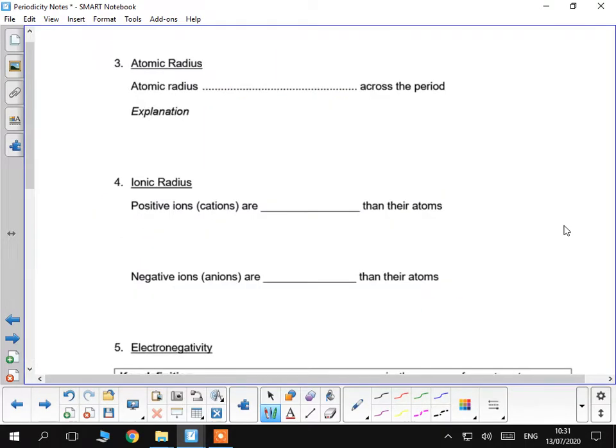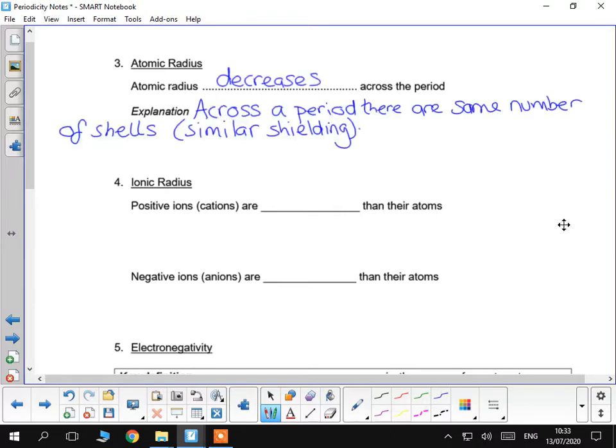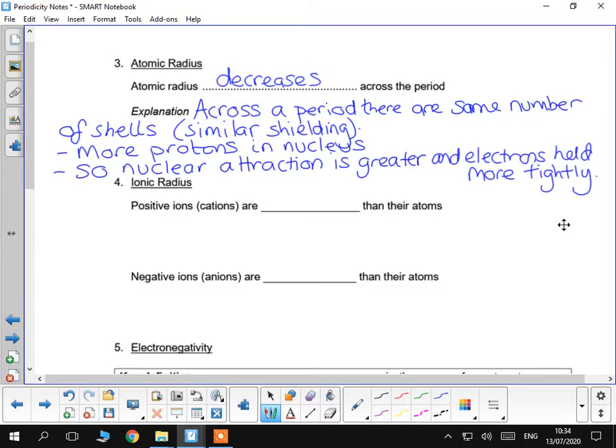The next trend we're going to look at is atomic radius. Atomic radius will decrease across the period. Have a think about why. Firstly, across the period, there are the same number of shells, therefore there will be similar shielding. There are more protons in the nucleus again, so the nuclear attraction is larger, therefore the electrons will be held much more tightly. If they're held more tightly, they're brought in, therefore the atomic radius decreases.